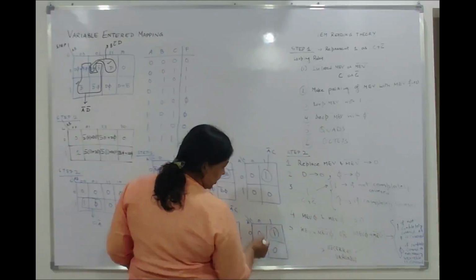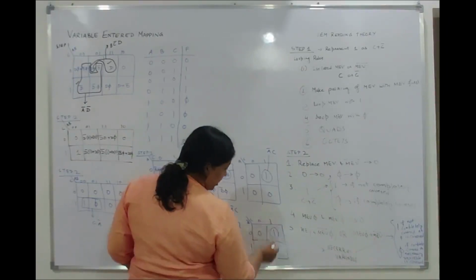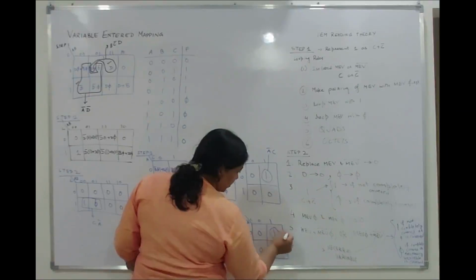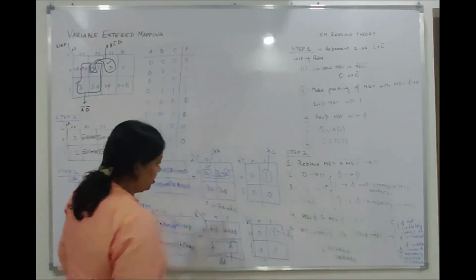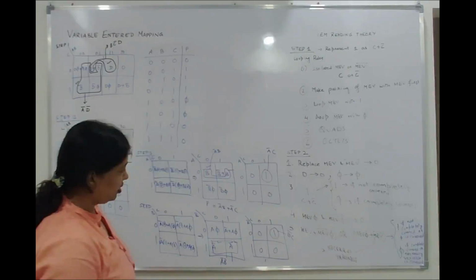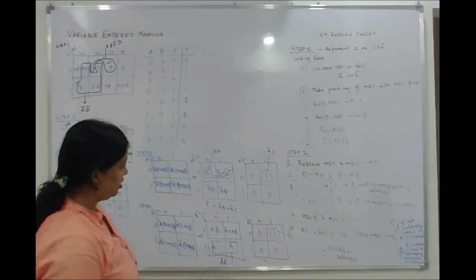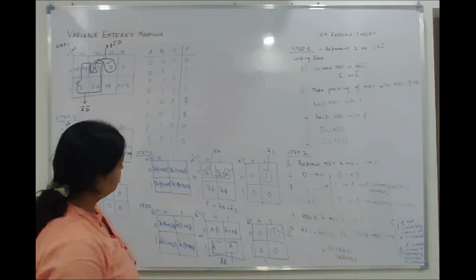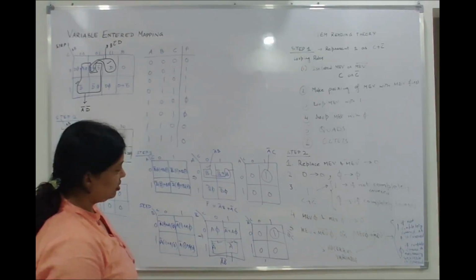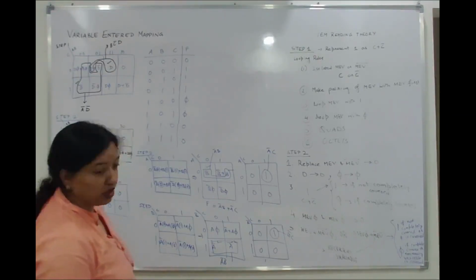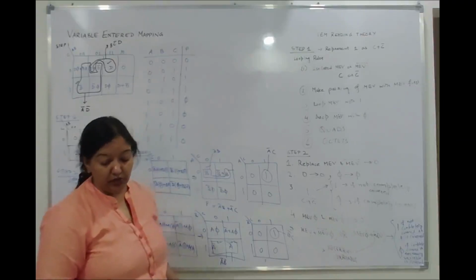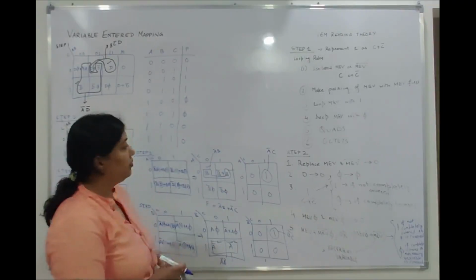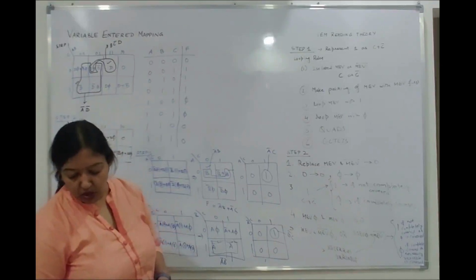So what do you get? This is one min term. This is B bar and C. So this is A bar B plus B bar C. So this is a solution for the above function. So this is how you can plot the map entered variables and do the minimization using this VEM.